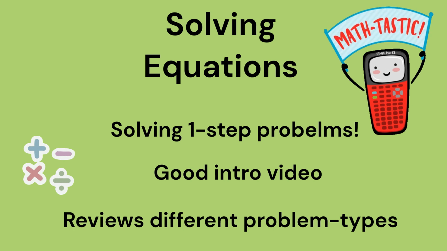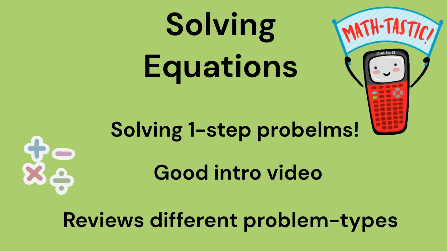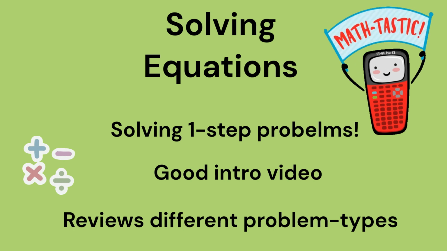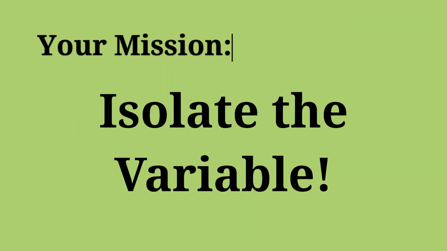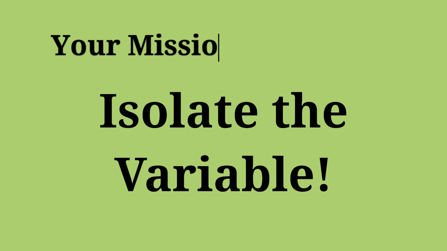For this video though, we are going to do a couple examples of different problems that touch on when to add, subtract, multiply, or divide. The main objective of solving equations is always to isolate the variable. A, B, C, X, Y, Z, whatever the variable is, all you want to do is get it by itself on one side of the equal sign. Let's look at our first example.